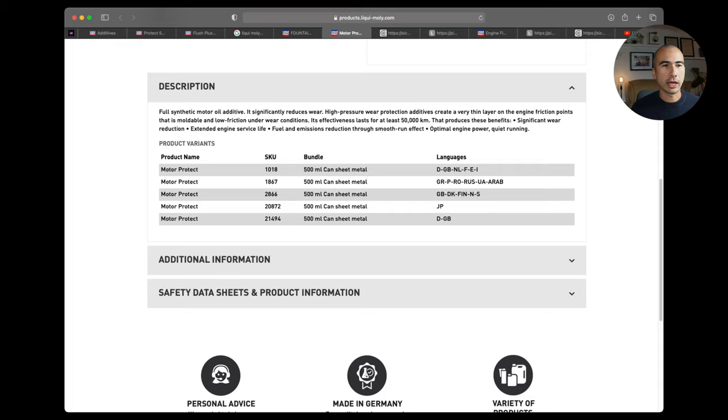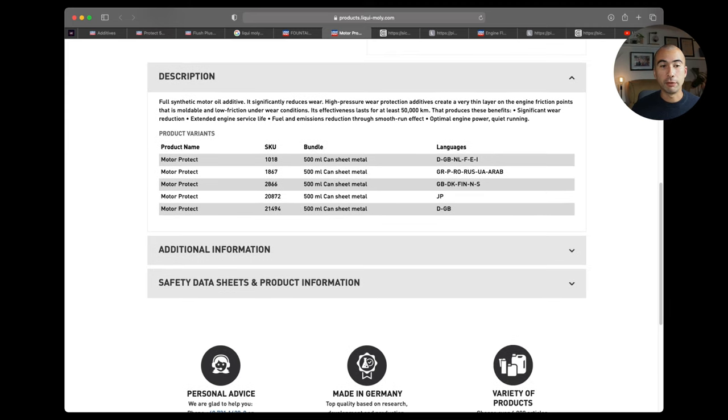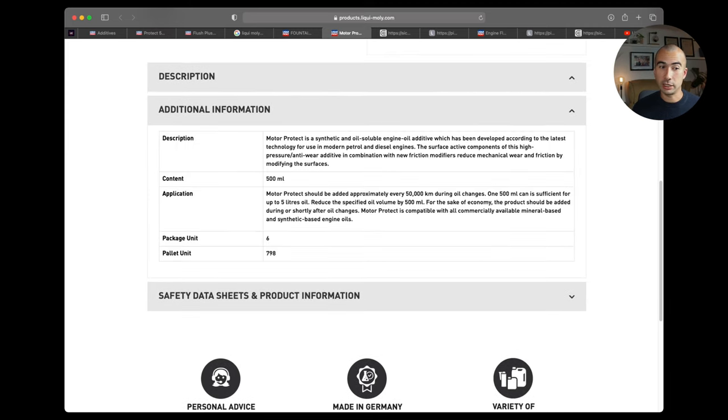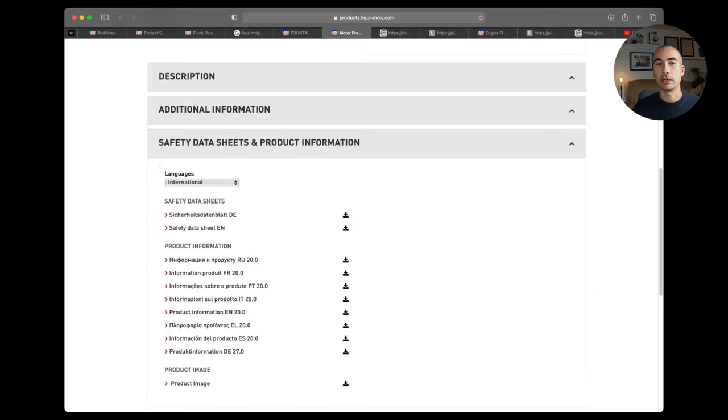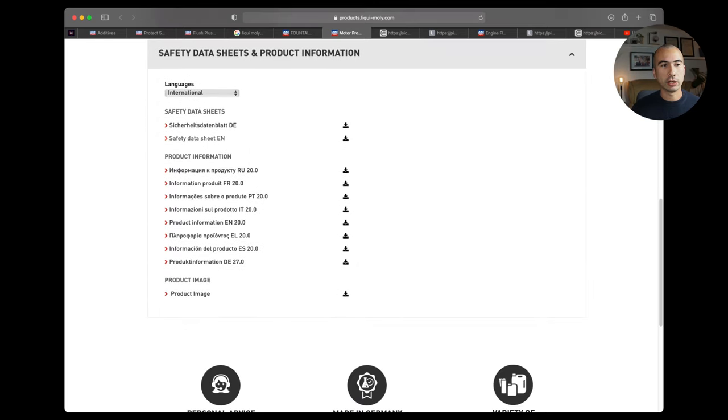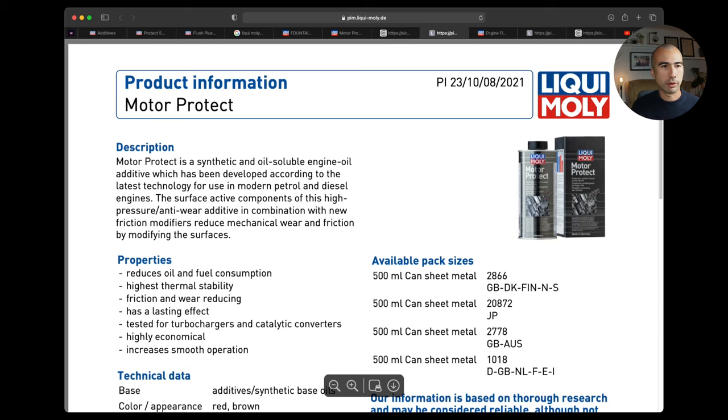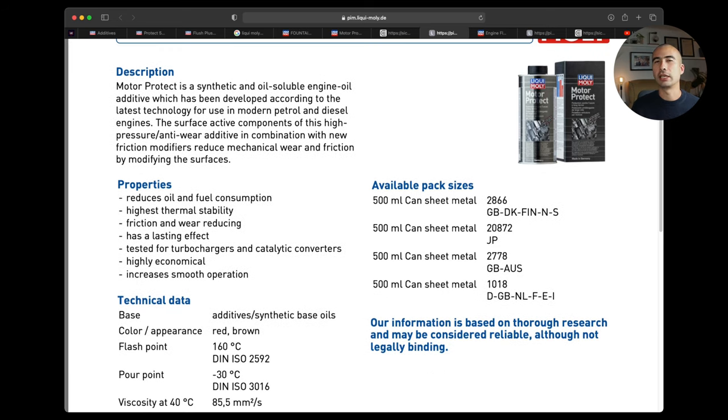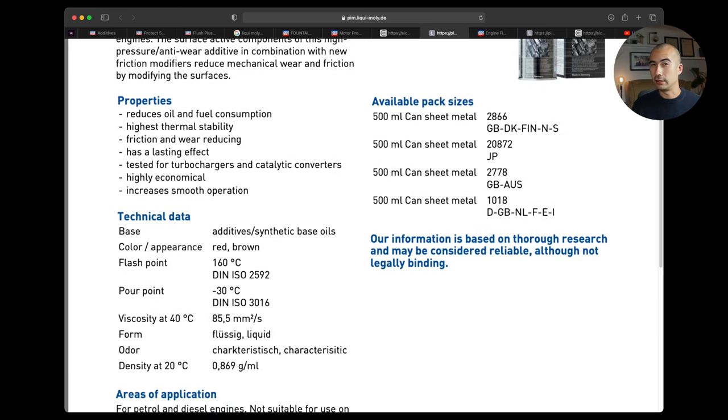Fortunately here, we get a bit of a description. This doesn't really tell us a whole lot aside from what the product packaging should look like. But fortunately, under additional information, and specifically safety data sheets and product information, we've got safety data sheets in German and English, and we've got product information in a bunch of different languages. So this is where I personally would go. The product information tends to be a bit of a sell sheet. So if you go to the product information for Motor Protect, it's not really going to tell you a whole lot. It kind of reads like a sales pitch.